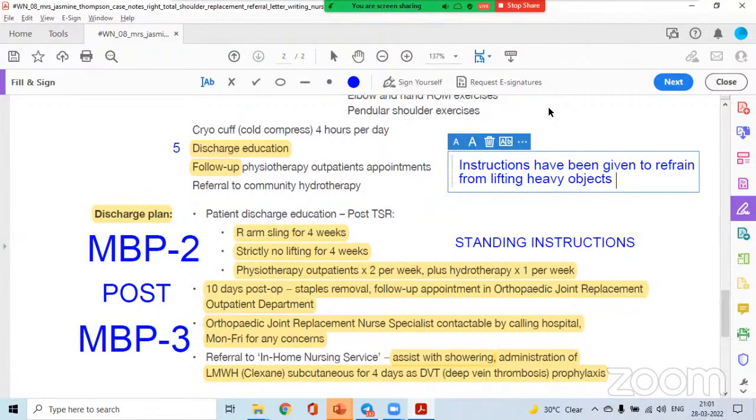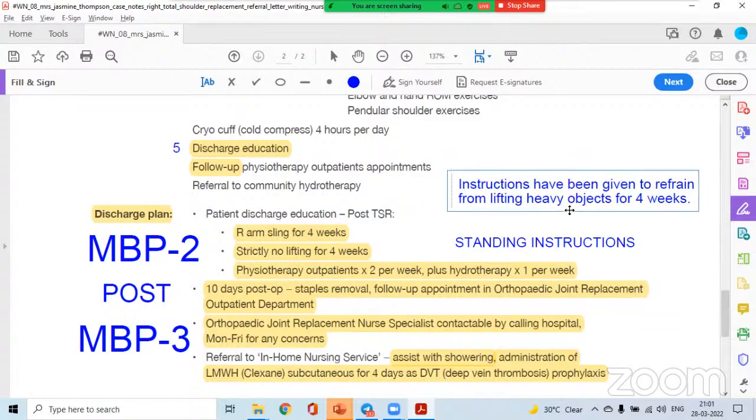Okay, instructions have been given to refrain from lifting heavy objects for 4 weeks. Finished. Full stop. Instructions have been given to refrain from or avoid lifting heavy objects. Remove "refrain from" and write "avoid". If you want to write "avoid", you remove both the words. Instructions have been given to avoid lifting heavy objects. Okay, so this is one sentence which I can give you. This is strictly no lifting for 4 weeks. So this is the way you can write this sentence.